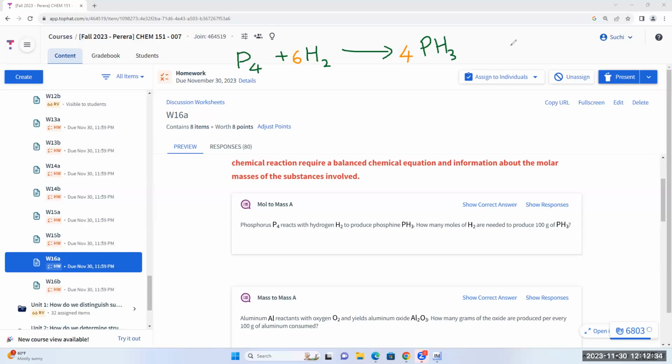What's the element? Phosphorus. You might need the molar mass of PH3, which you can determine by the relative atomic masses of phosphorus and hydrogen. Phosphorus is 31, and hydrogen is 1. You have 3 of them. Altogether, it should be 34. You got it? 34 grams per mole.